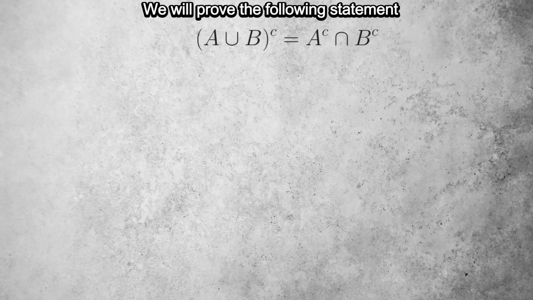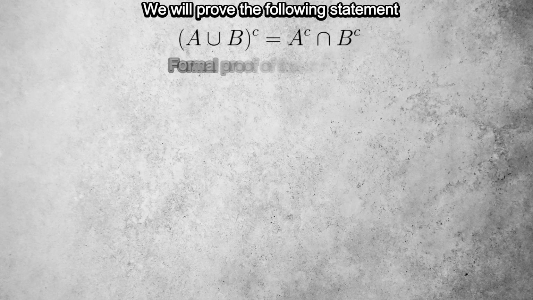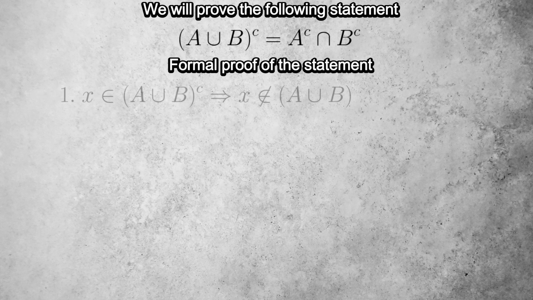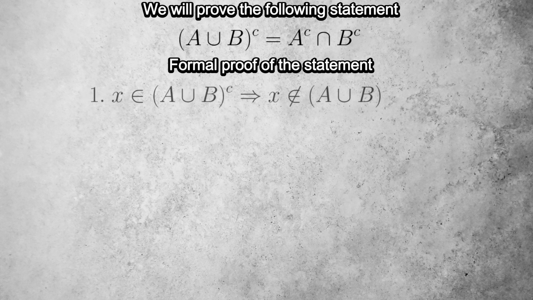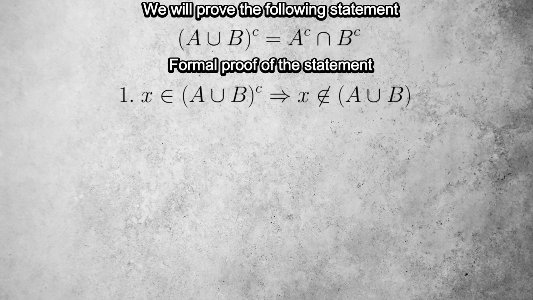So we are going to prove that the complement of the union between A and B is equal to the intersection between the complement of A and the complement of B. We will do this proof step by step. Let X be an arbitrary element in the complement of the union between A and B. Then, by definition of complement, we have that X is not an element of the union between A and B.